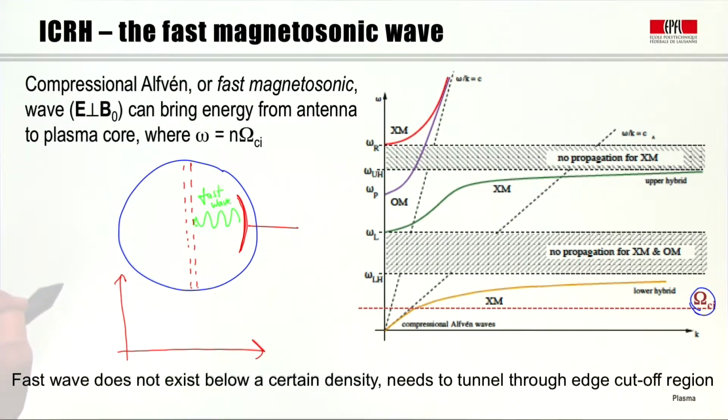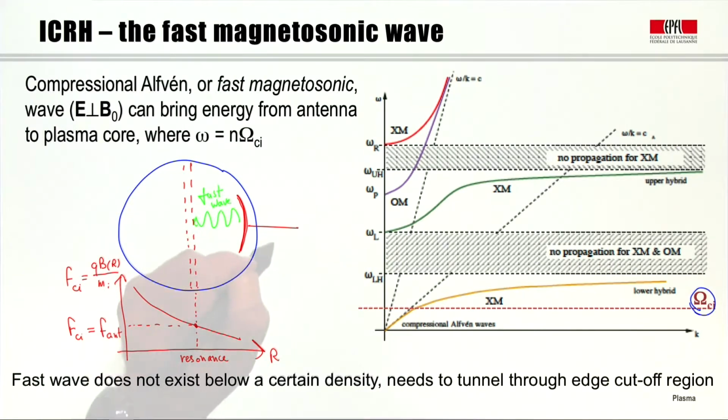So if I represent here the ion cyclotron frequency for that species, it will be QB, which is a function of position, divided by the mass of the ion. As a function of position, say R, typically the field goes as 1 over R, so I can draw that in a simple way. And the resonance corresponds to the point, let's call this the resonance, where F_ci, the ion cyclotron frequency, is equal to the frequency I provide the plasma with. That is the antenna frequency, let's call that F_ant, the frequency of the wave I'm launching with my antenna.